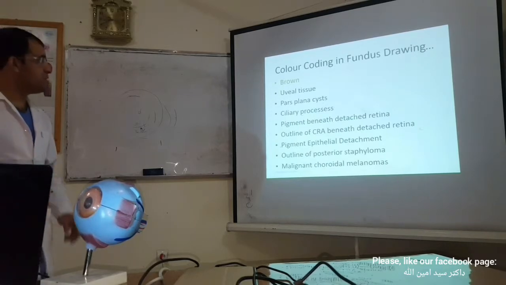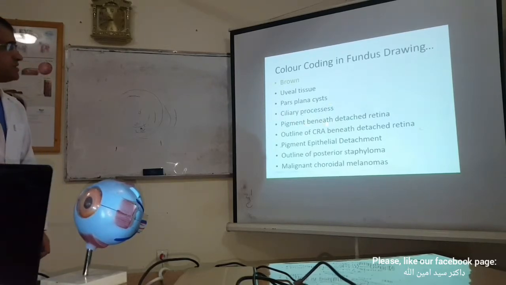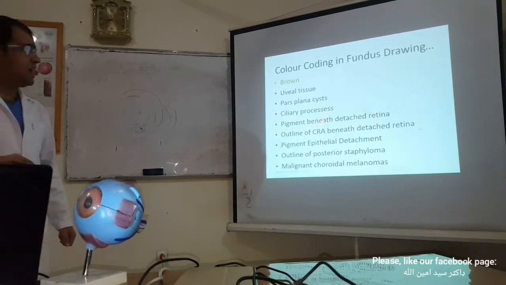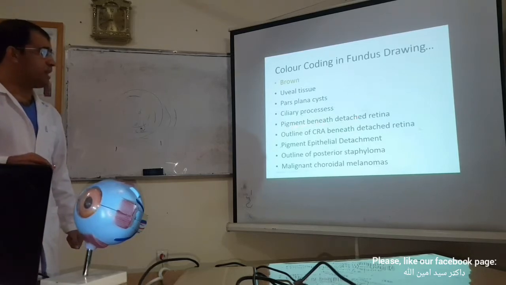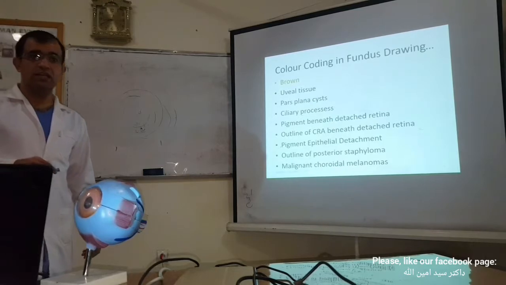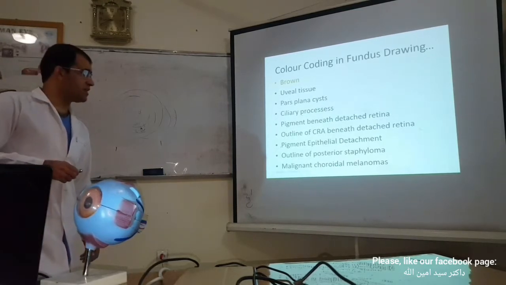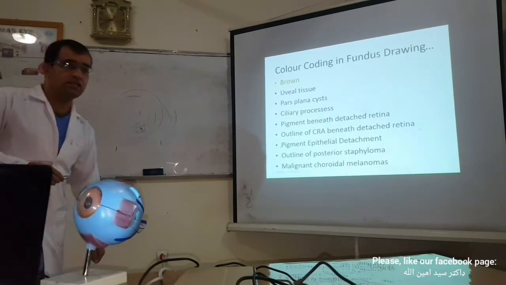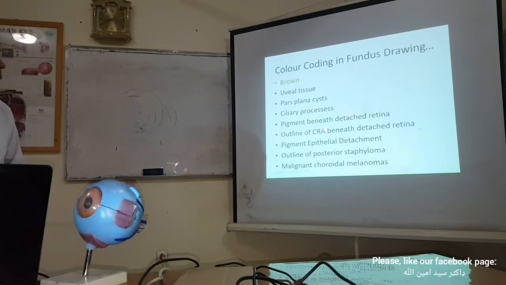And brown: uveal tissue, pars plana, ciliary process, pigment beneath detached retina. This is, you must understand, if there is a pigment beneath the detached retina, that's in brown. If it is in the attached retina, that's in black. The pigmentation in the attached retina should be in black. If it is under the detached retina, it is going to be in brown color.